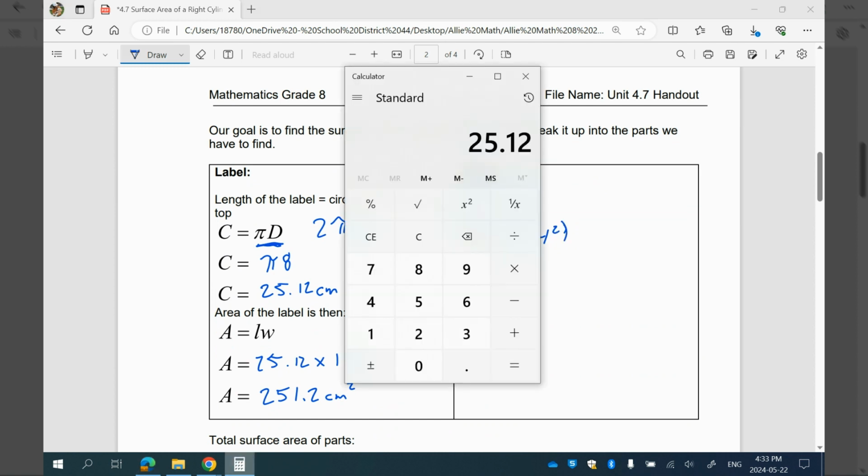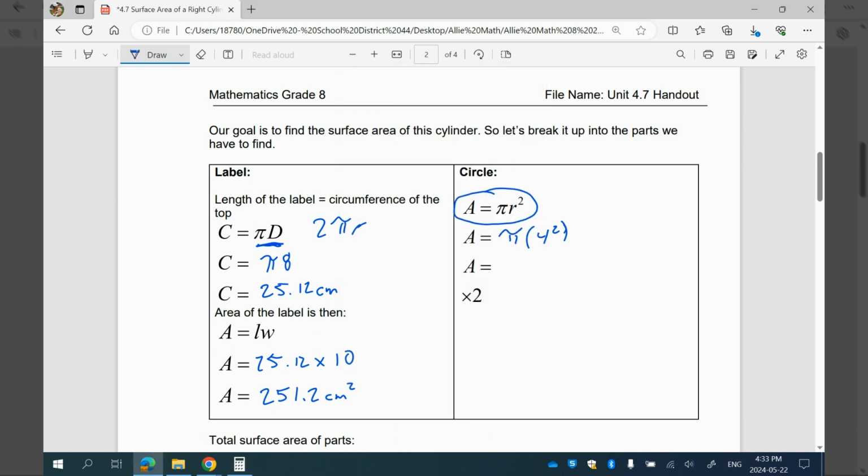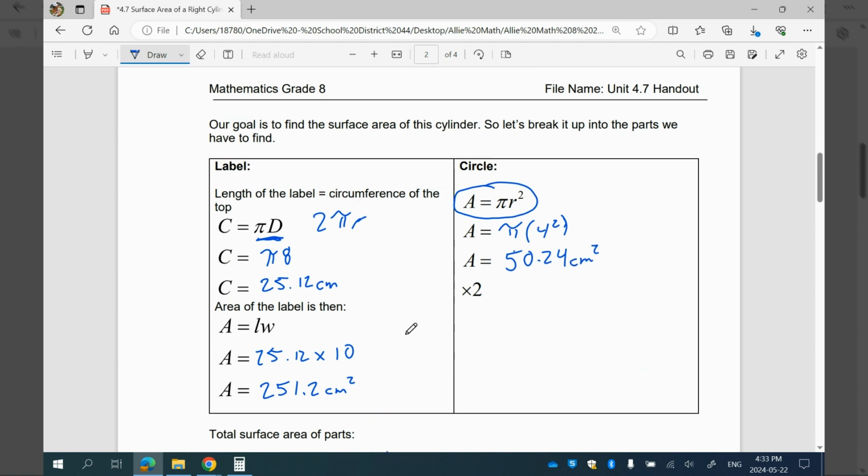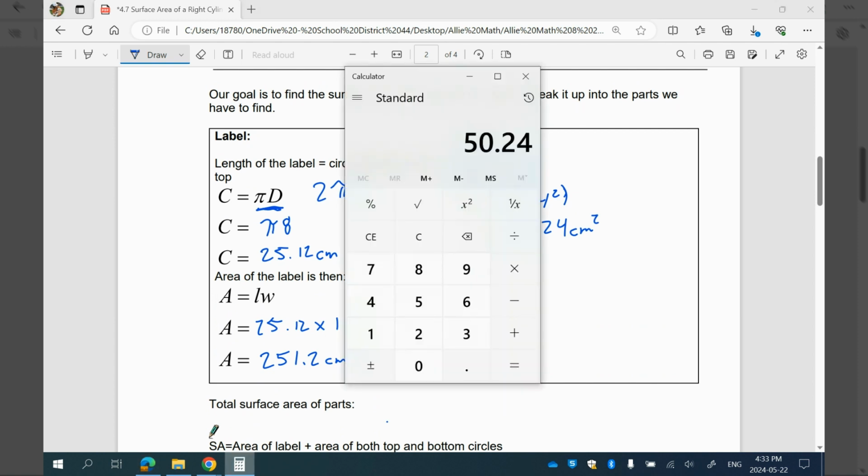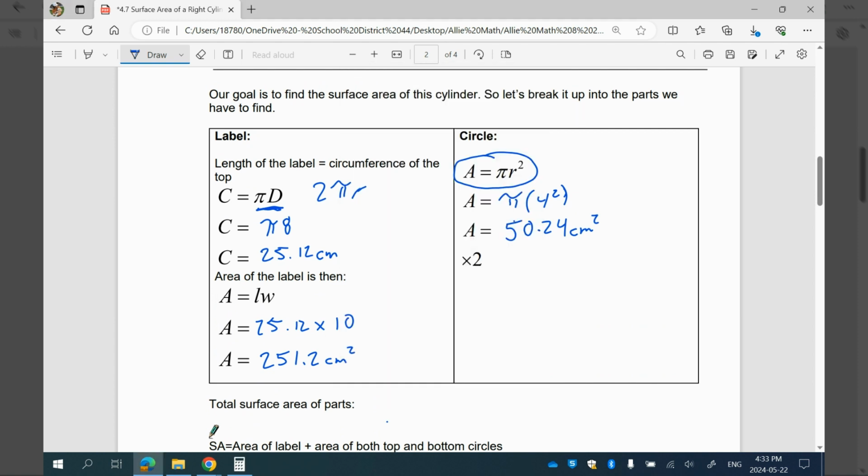Let's use my calculator. 3.14 times 4 squared, remember, is 16. That gives us 50.24 centimeters squared. And we need to times this by 2 because remember there's two circles. So times 2 equals 100.48 centimeters squared.